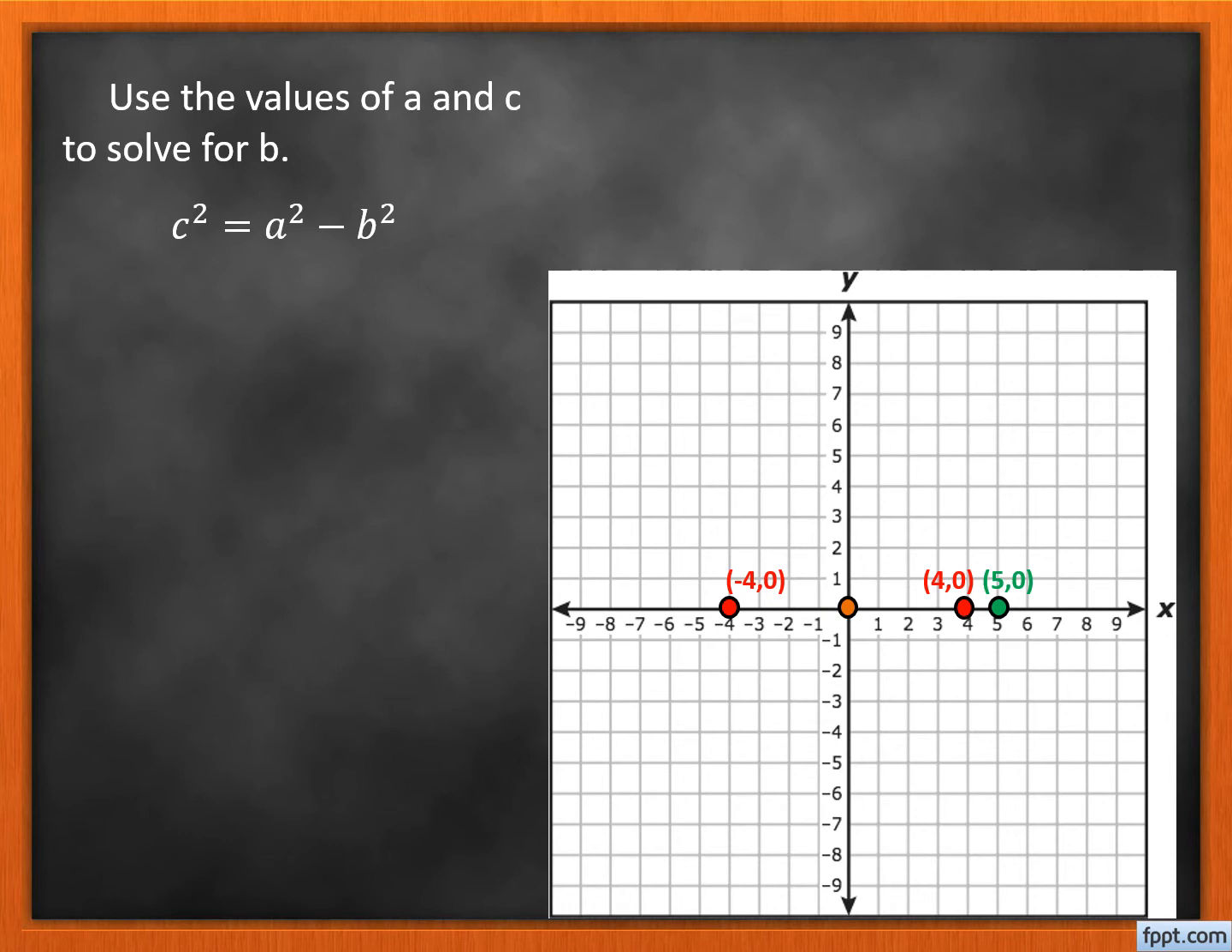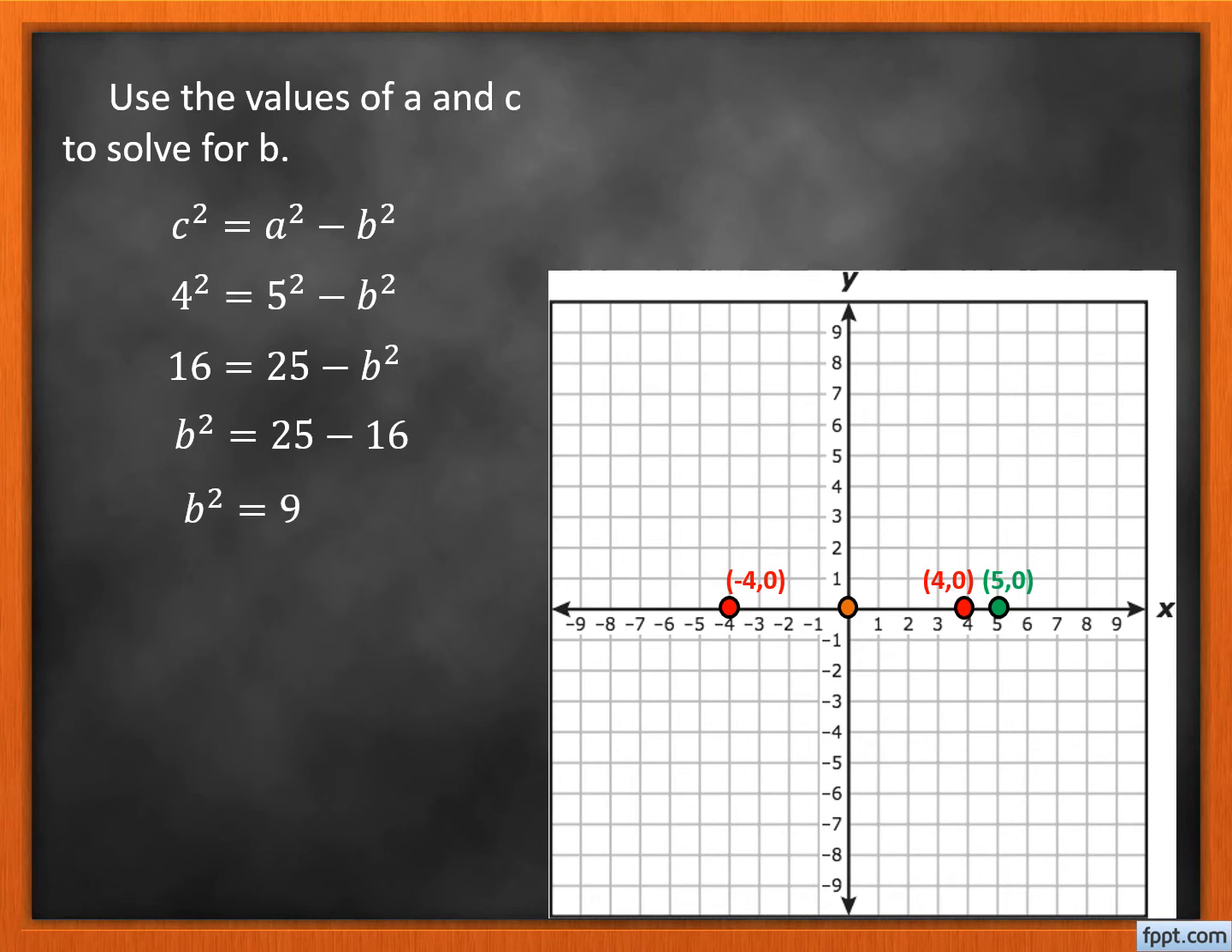Using the equation c squared equals a squared minus b squared, we can replace the value of c by 4 and a by 5. And 4 squared is 16, 5 squared is 25, therefore we have 16 equals 25 minus b squared. We must solve for the value of b, therefore we write negative b squared on the left side and 16 on the right side. Then we have b squared equals 25 minus 16. And 25 minus 16 is 9.